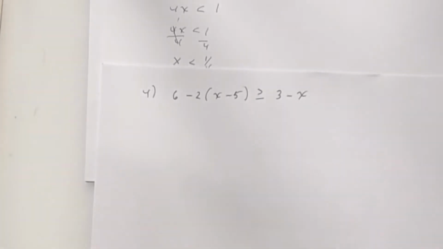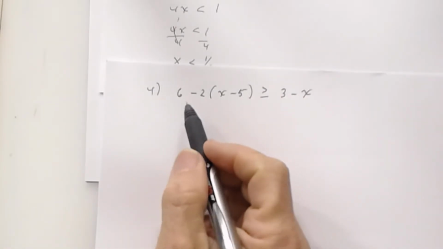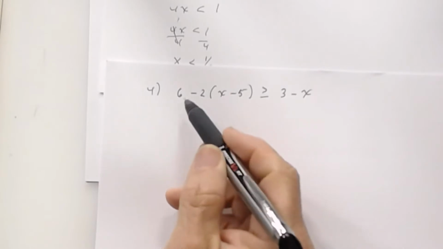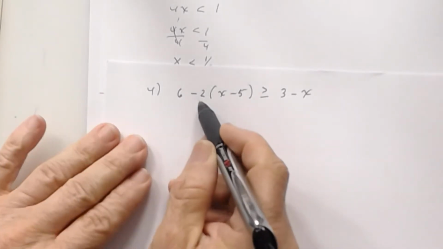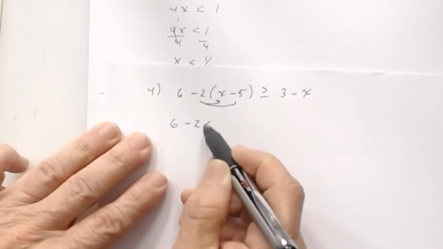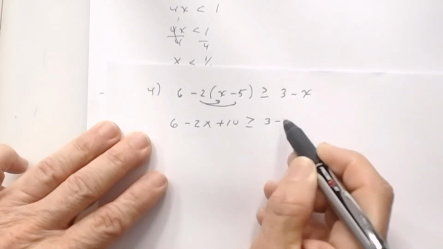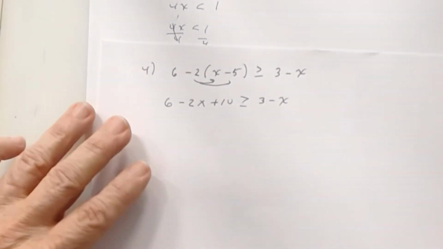Okay. So think about if this was an equation, if this were a linear equation. If this were a linear equation, what would you do? Distributive property. Distribute. Now, hopefully by now you know you don't say 6 minus 2 first and distribute the 4, because you know that's incorrect. The order of operations says I've got to multiply before I subtract. So using the distributive property, I get 6 minus 2x plus 10 is greater than or equal to 3 minus x. That's where we're at.